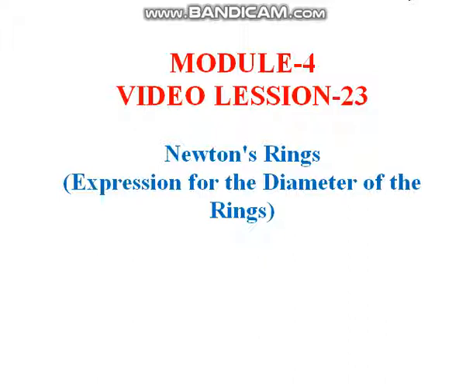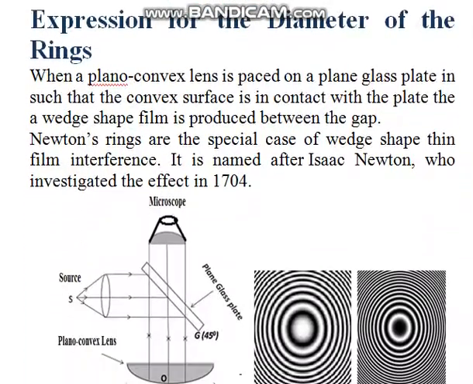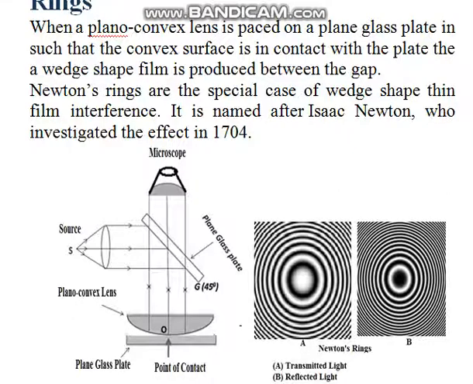So what are the diameters? How can we calculate the diameters for a particular order of the ring? In this expression we will learn. Okay, so you know that the Newton's ring is a special case of the wedge shaped film. There are two wedge shaped films and they are in contact at the apex point. This is the point of contact.